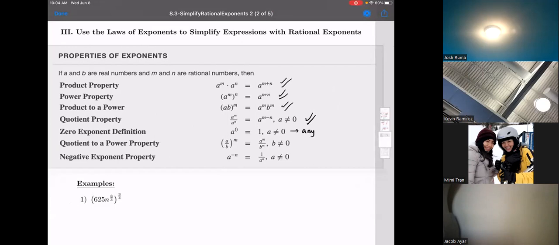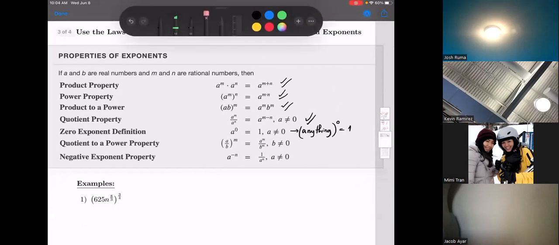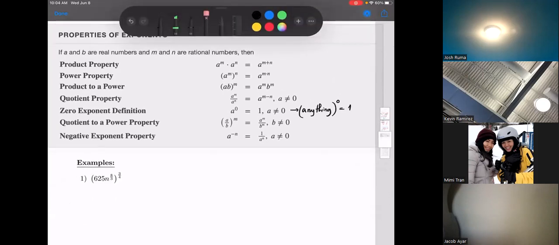Basically, anything to the 0 power is 1, as long as what's inside the parentheses is not 0. Same thing here, the distribution rule for a quotient: a divided by b, to the n, is the same thing as a to the n divided by b to the n. Basically, you distribute. And here, you have a negative exponent: you flip it and turn the negative exponent into positive, as long as the base is not 0. That's the only thing you watch out for.